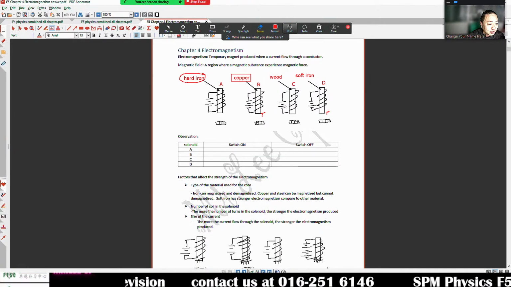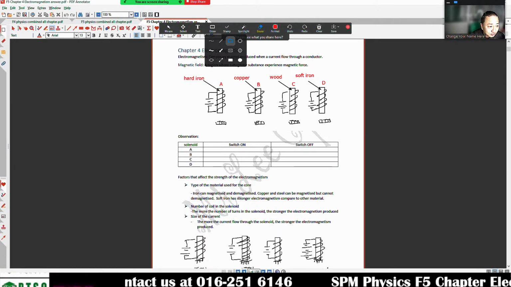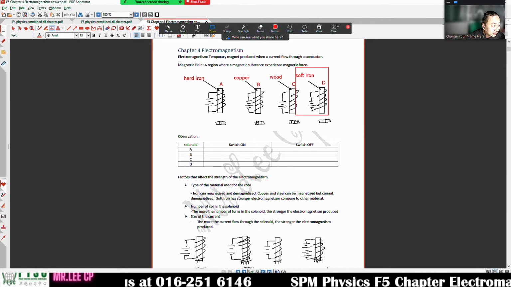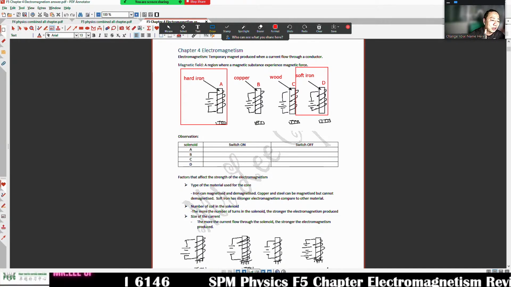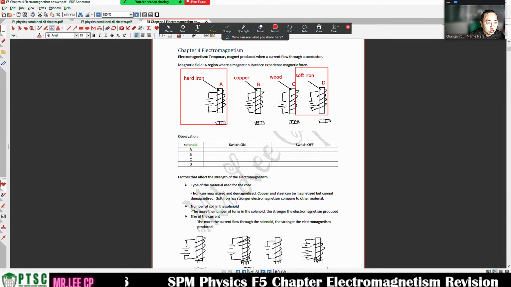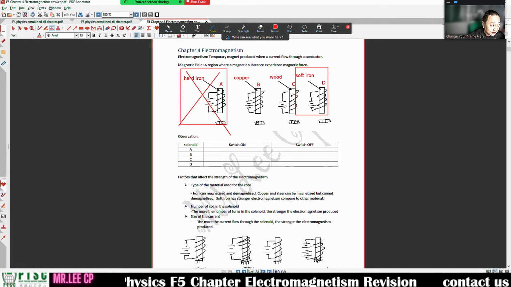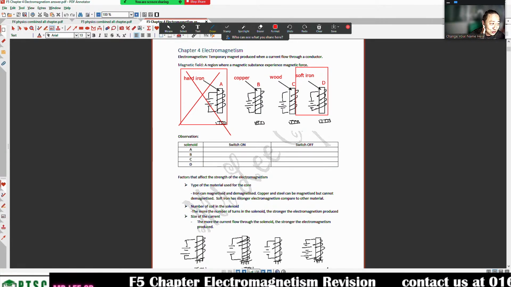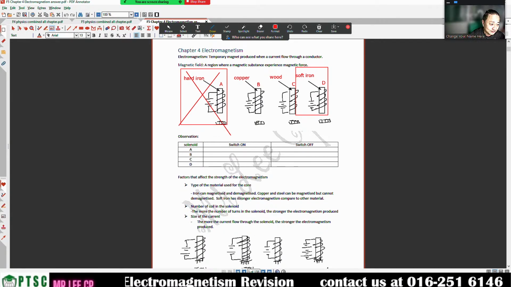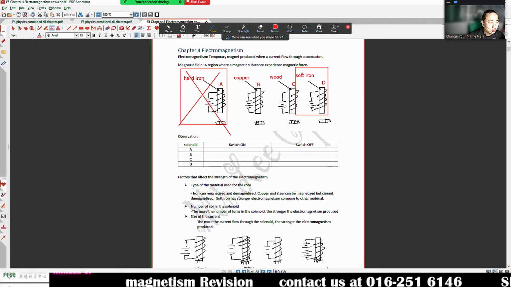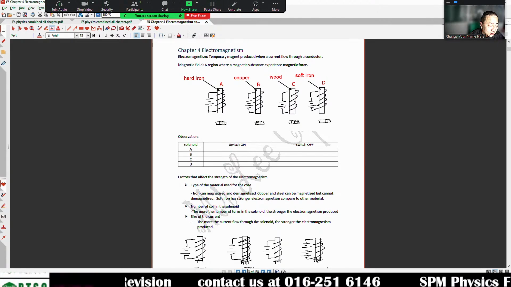So the main thing is, if I use iron, it is the best, because it can magnetize and demagnetize. If I use hard iron, yes, it can magnetize and demagnetize, but it is not strong enough, so I don't want to use it. Copper can magnetize, yes. Can it demagnetize? No, it becomes a permanent magnet, so it cannot be demagnetized. Wood's problem is that it is not strong enough. So what is the conclusion that we can get from this experiment?